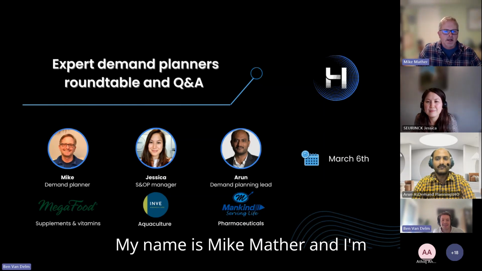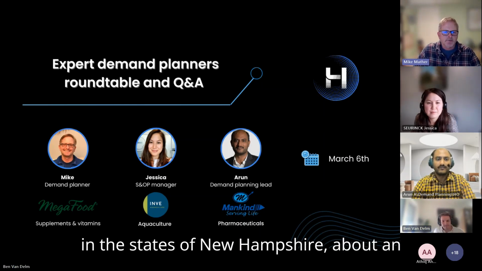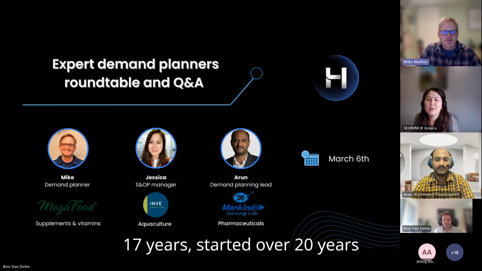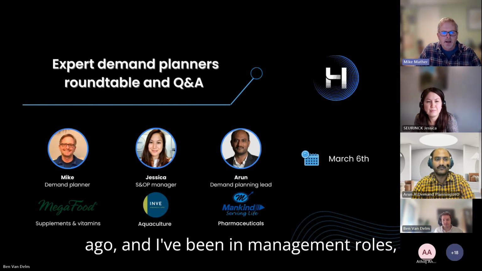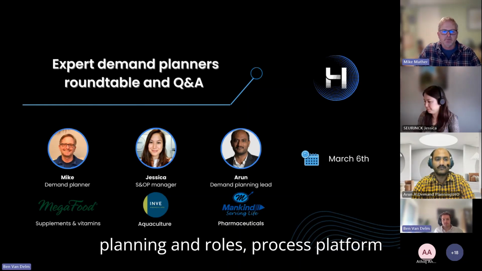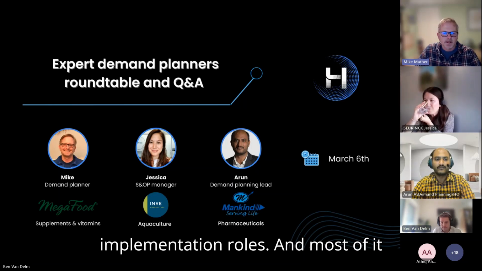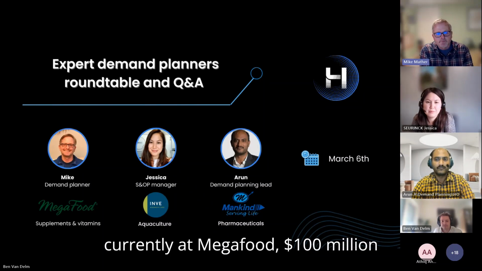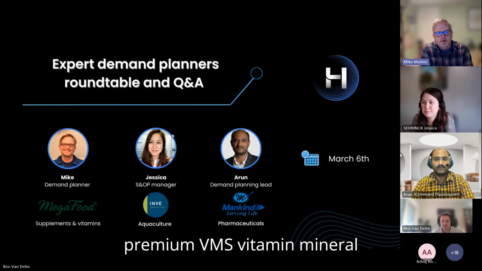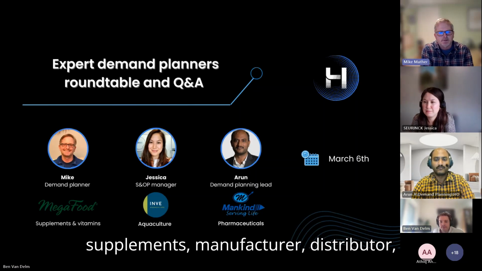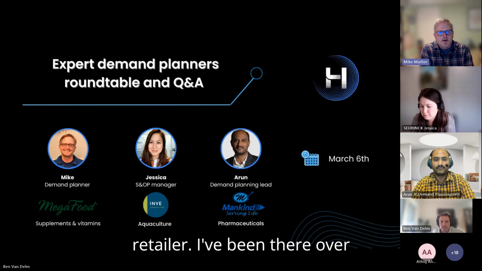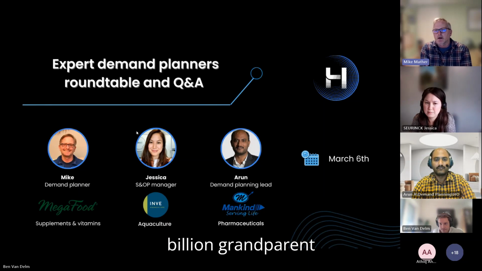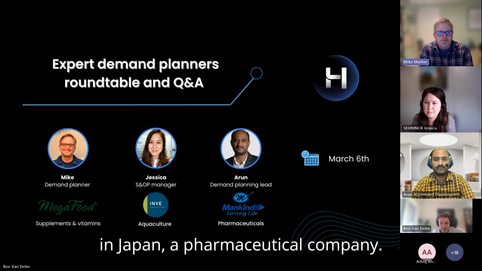My name's Mike Mather, and I'm in the States in New Hampshire, about an hour north of Boston, and I've been doing demand planning most of the past 17 years, started over 20 years ago, and I've been in management roles, planning roles, process and platform implementation roles, and most of it CPG oriented. Currently at Megafood, a $100 million premium VMS, vitamin and mineral supplements, manufacturer, distributor, retailer. I've been there over 5 years, and we have a $1 billion parent out in California and a $12 billion grandparent in Japan, a pharmaceutical company.